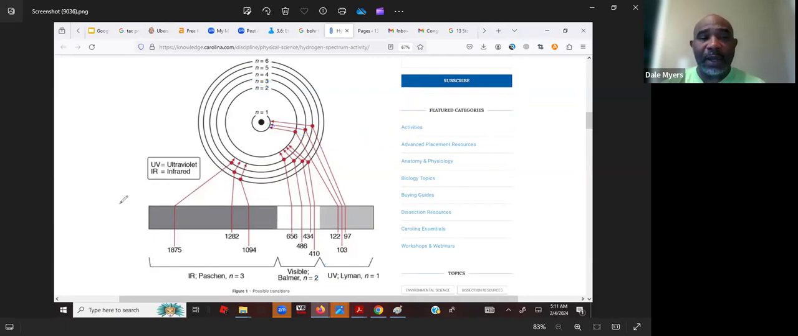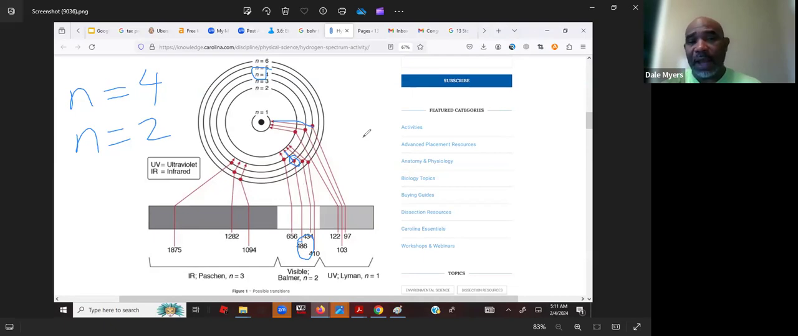If I ask you about going from n equals 4 down to n equals 2, I need to find an electron at energy level 4. I go to energy level 4, and I just go around the circle. This one is at 4, but this one's going back to 1. That's not the one that I want. So I go back here, and I find another one. This one goes back to 2. If I follow my line, that's 486 nanometers. So I would say that the energy given off has a wavelength of about 486 nanometers.